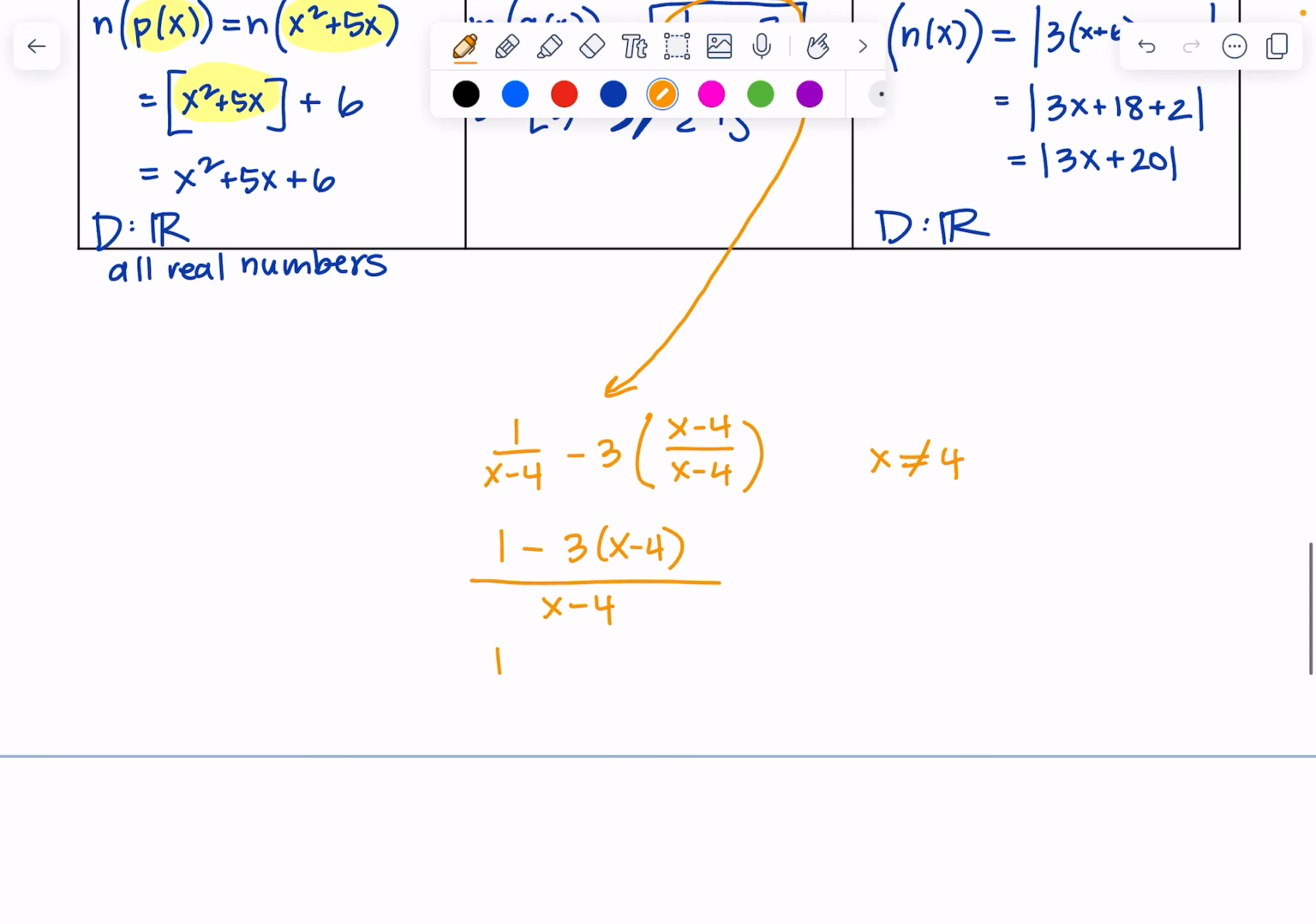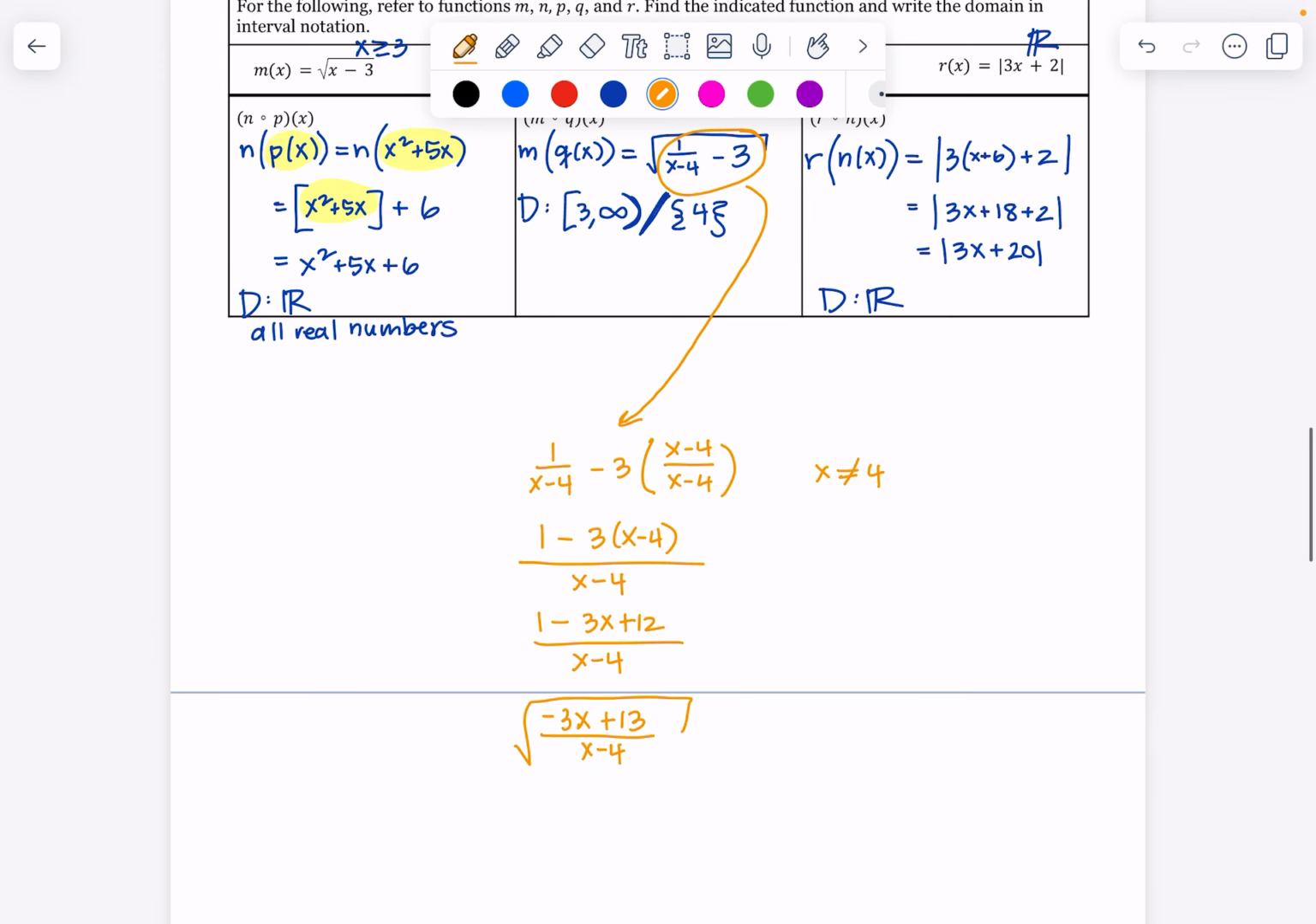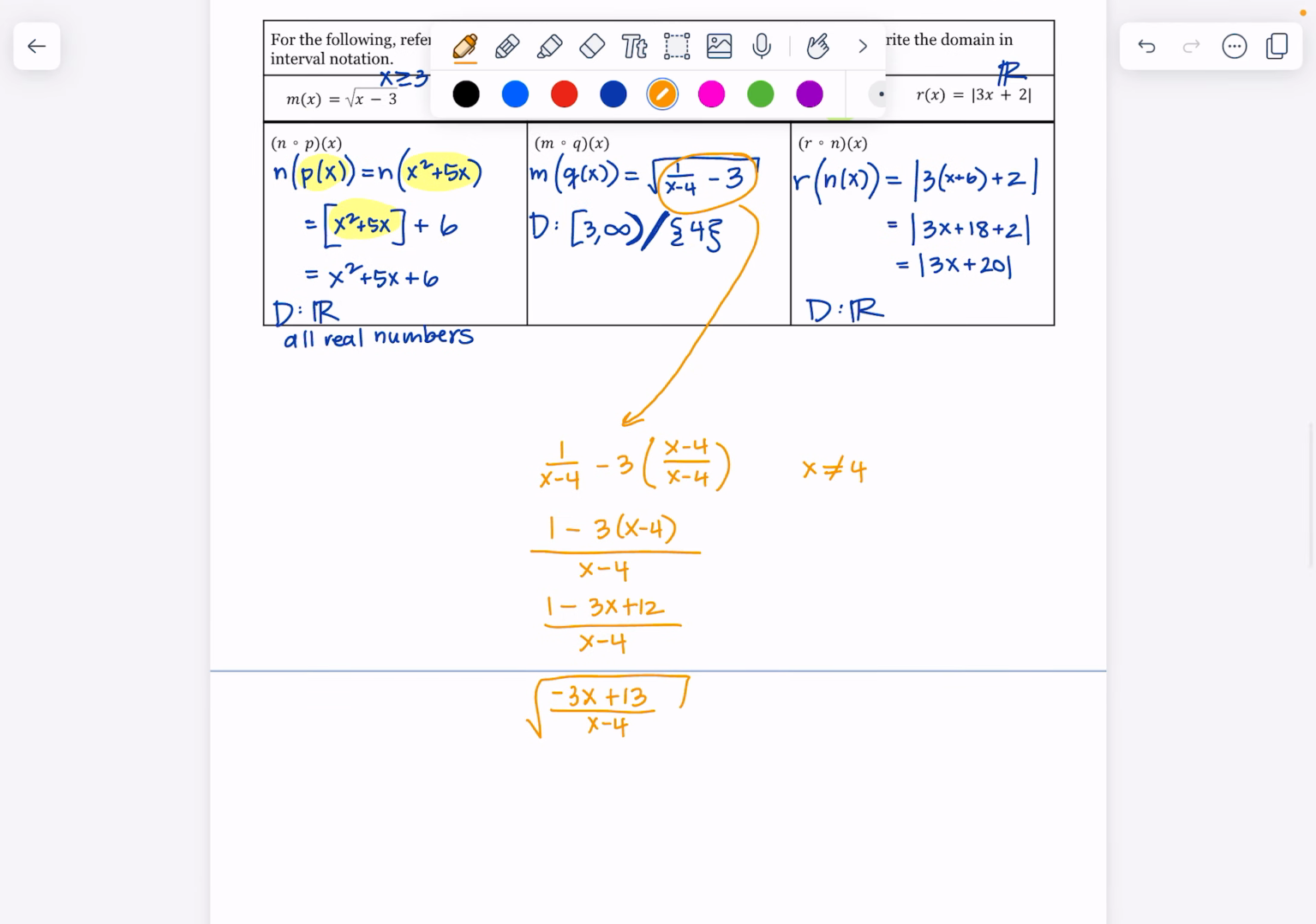If I simplify the top, 1 minus 3x plus 12 on the top, or numerator, x minus 4 in the denominator. And so if I were to write it combined, it would be negative 3x plus 13 all over x minus 4, and that had a square root on it. So if you wanted to simplify it, that's how you would do it. I went fast, but I really don't think they're going to ask you to do that.